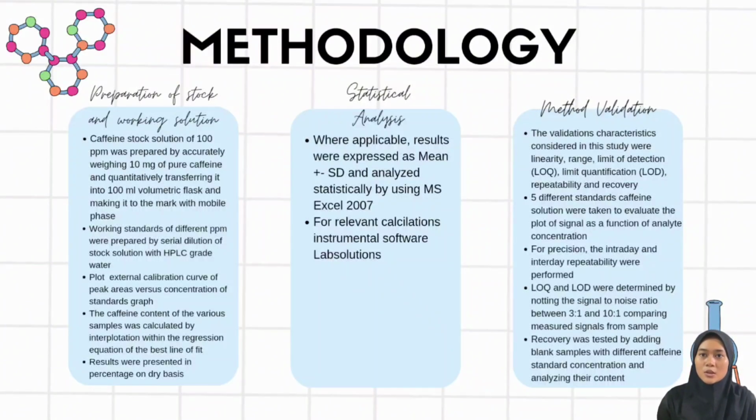Next, the method evaluation process considers several key characteristics, including linearity, range, limit of detection, LOD, limit of quantification, LOQ, repeatability, and recovery. Linearity was assessed using 5 different standard caffeine solutions to evaluate the plot of signal as a function of analyte concentration. Results were tested through interday and intraday repeatability assessment. LOQ and LOD were determined based on the signal-to-noise ratio with values of 3:1 for detection and 10:1 for quantification. Recovery was tested by spiking blank samples with varying caffeine concentrations and analyzing their content to confirm the method accuracy and reliability.